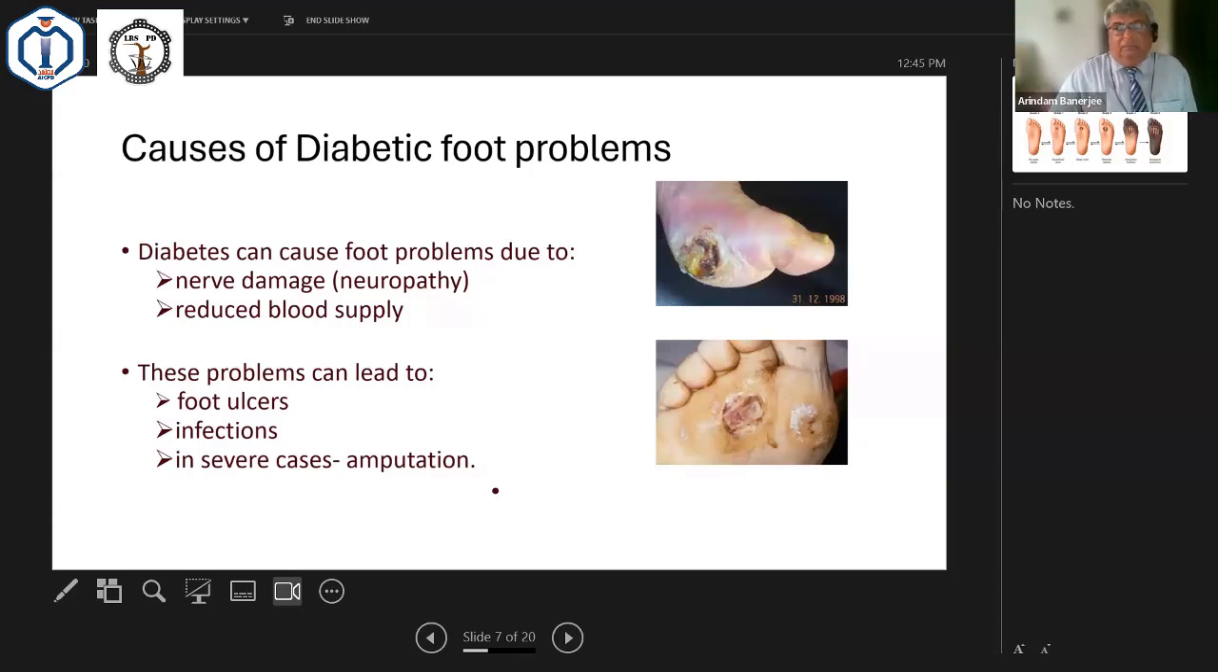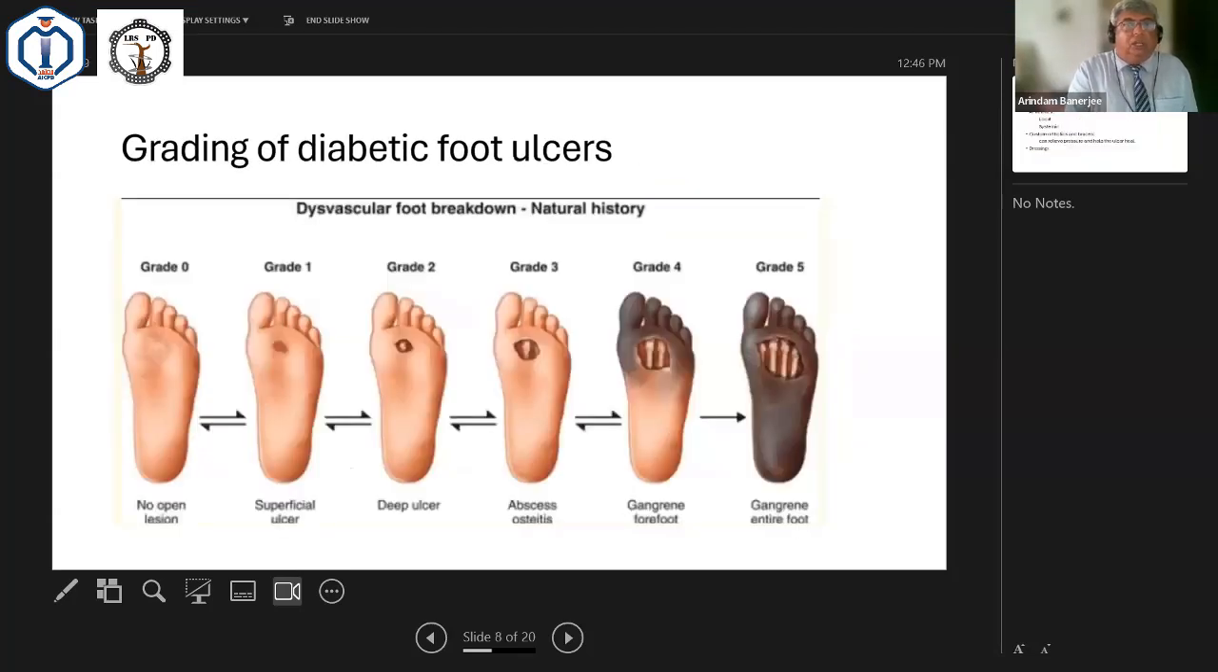And often, I remember when I went for my fellowship, one of the things we were taught in diabetics was that you should feel the pulses, but often you might have an ulcer or ischemia in the presence of proper pulses, because it also is a small vessel disease, because there is a microvascular insult. Now, these problems can lead to foot ulcers, they can lead to infections, and in severe cases, amputation, which we will subsequently discuss. So these are the gradings of diabetic foot ulcers from grade 0 to grade 5.